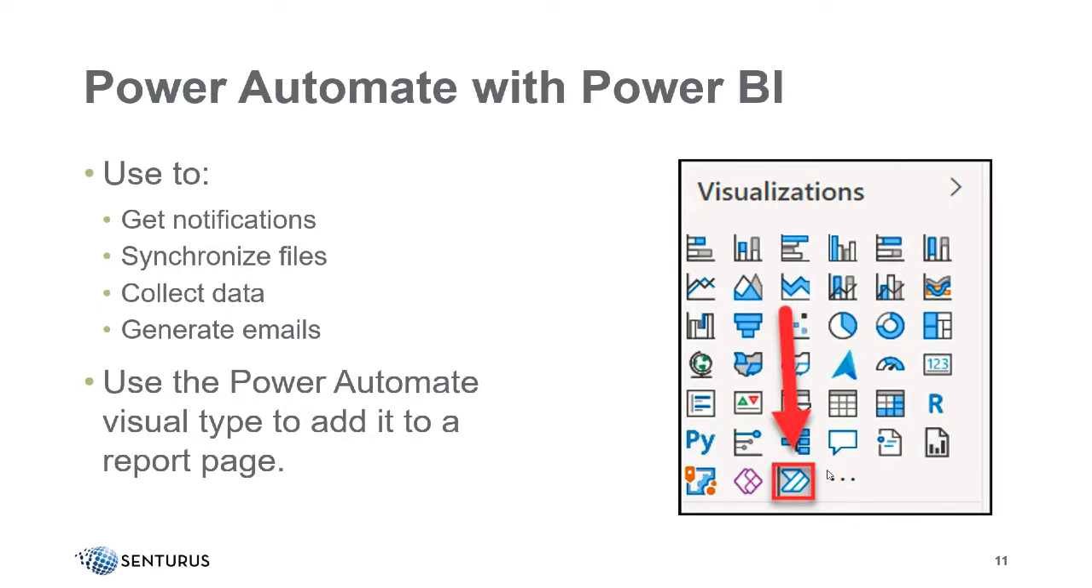That's just me. But we've got a visualization icon in our Viz screen, and we can use it for things like getting notifications, synchronizing files, collecting data, generating emails, generating Teams messages, sending it out to tasks, and using the APIs for some really cool business-specific things. One of the examples I'm going to show you today has to do with weather. Ooh, that sounds exciting. It's not, but it will be, I promise.